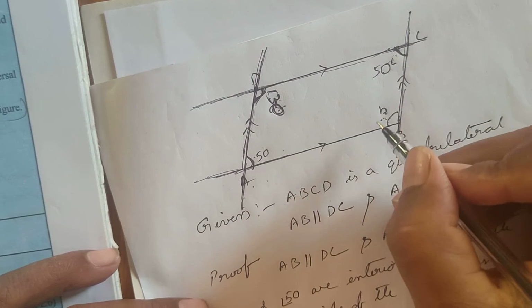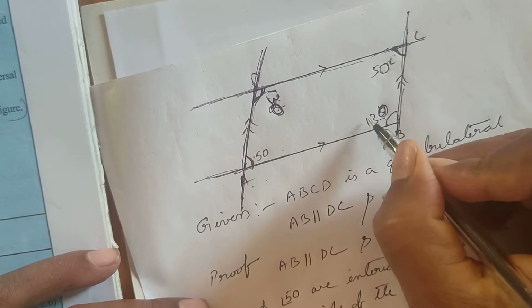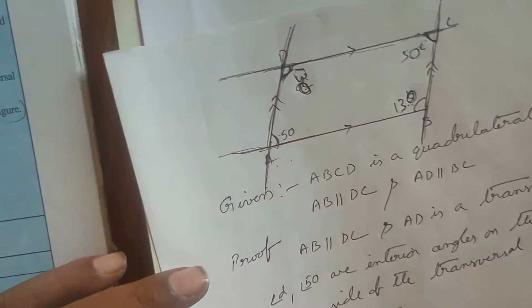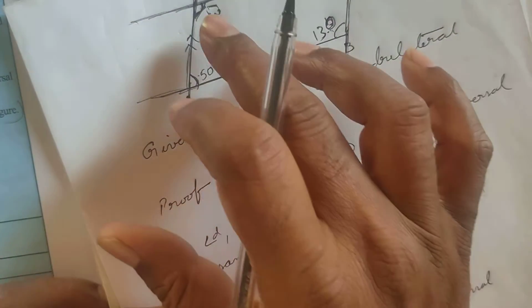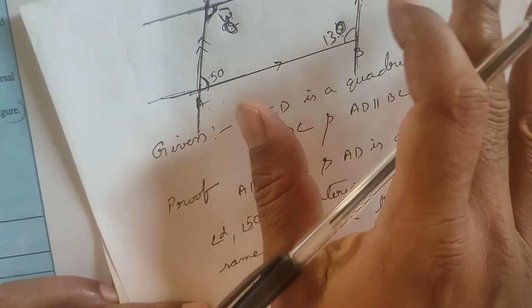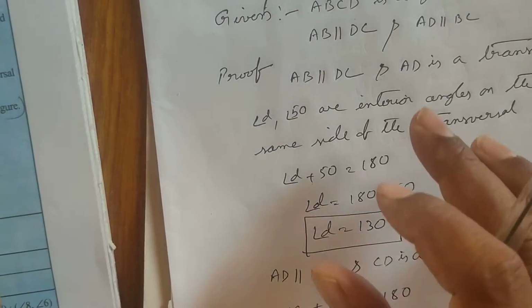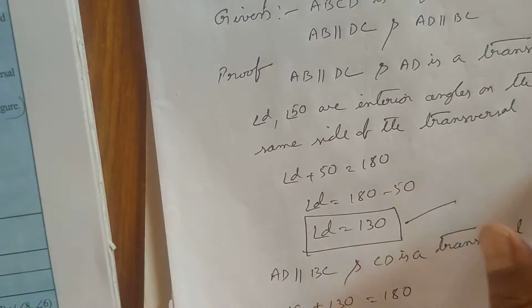If it is 50, this becomes what? 130. Like that you can find out angles B, C, D. Only one formula, one rule we are using here: interior angles on the same side of the transversal are supplementary. Supplementary means 180. By using that we can do the entire problem.